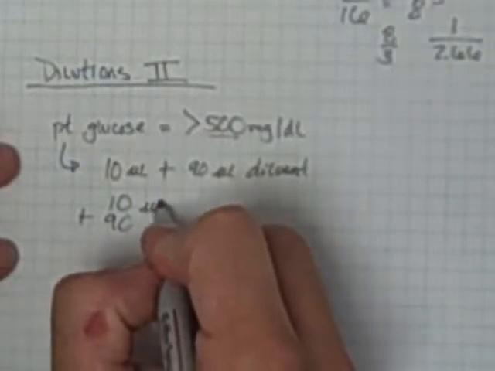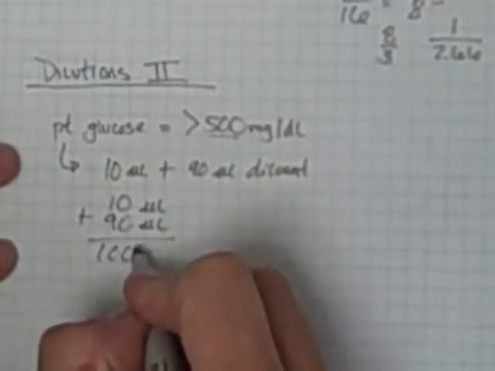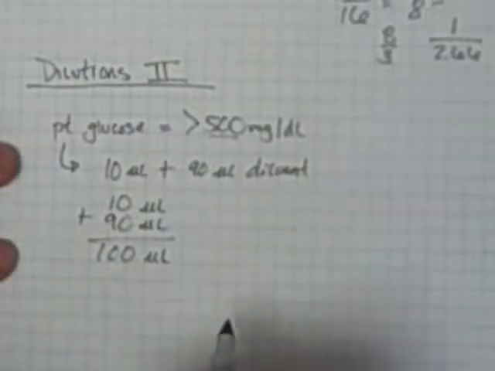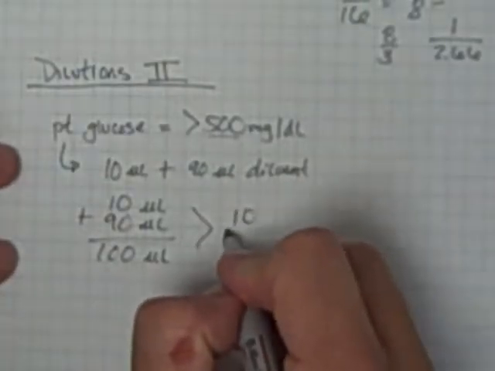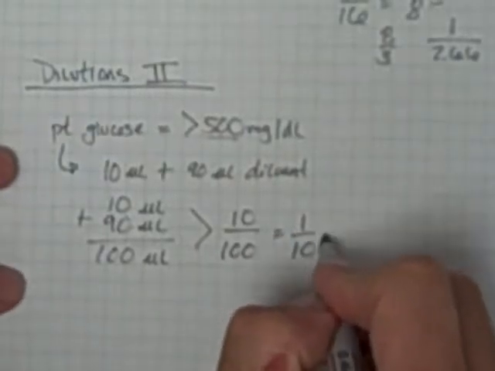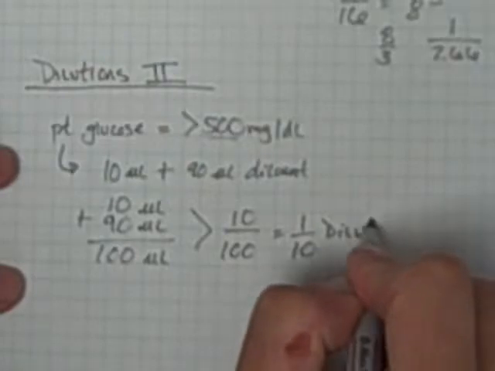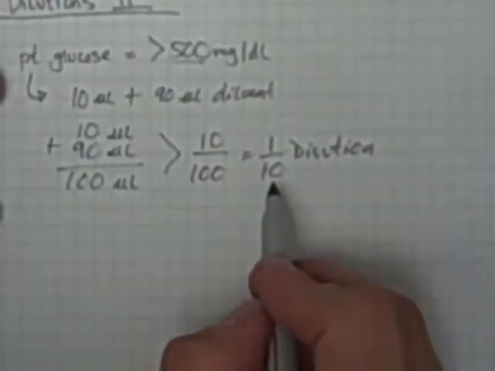So I add 10 microliters plus 90 microliters, and I get a total of 100 microliters. So when I look at this, this is actually a 10 to 100 or a 1 to 10 dilution. So I know that my dilution factor now is going to be 10.